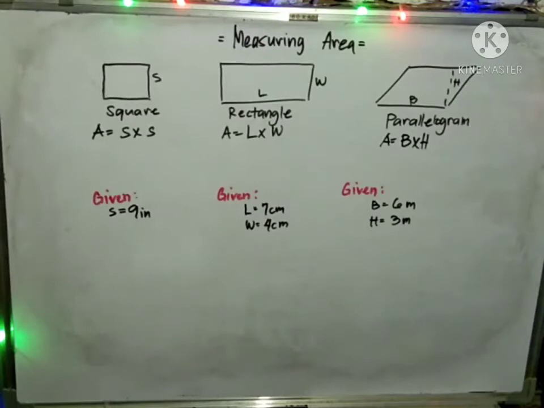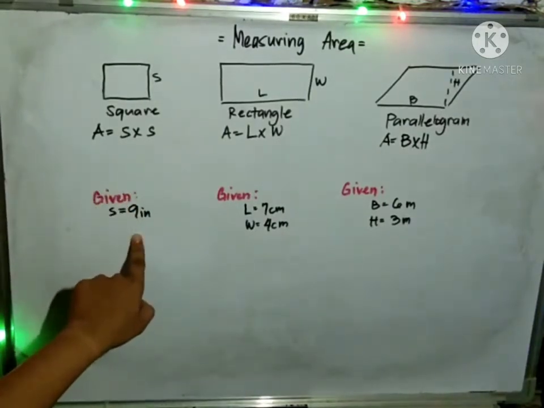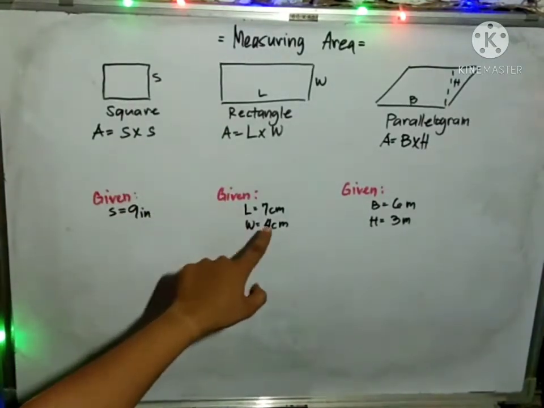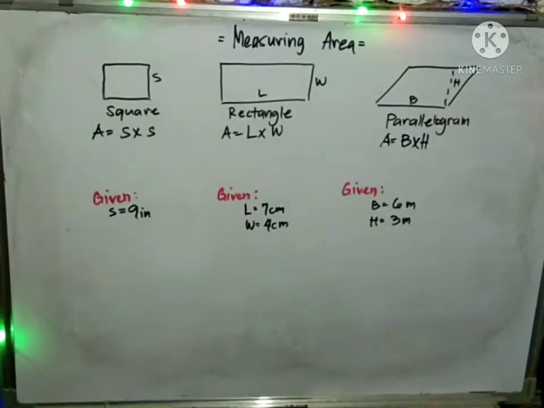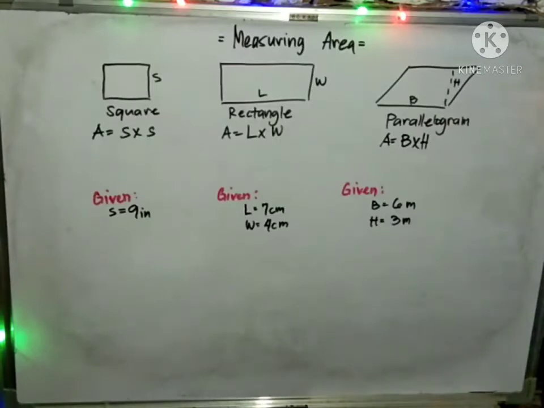Here we have some givens for which we will find the area. For the first given, the side of the square is 9 inches. For the second, a rectangle, the length is 7 cm and the width is 4 cm. For the parallelogram, the base is 6 meters and the height is 3 meters. We are going to solve these problems. Let us start with finding the area of the square.